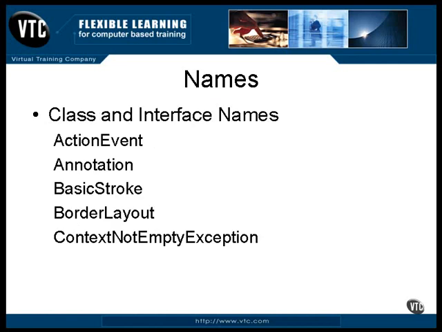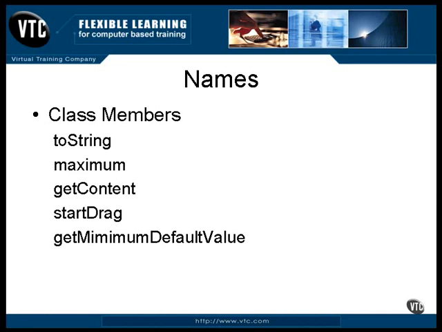The names of classes and interfaces are usually in mixed case and begin with a capital letter. These are some examples of class names in the Java API. Members of classes, methods, and data items and such are also in mixed case, but they usually begin with a lowercase letter. These are some examples of class members.